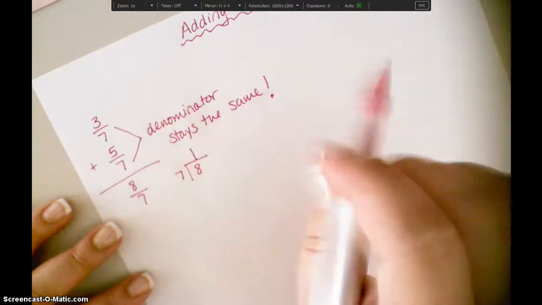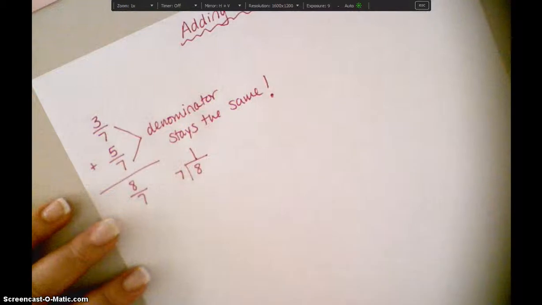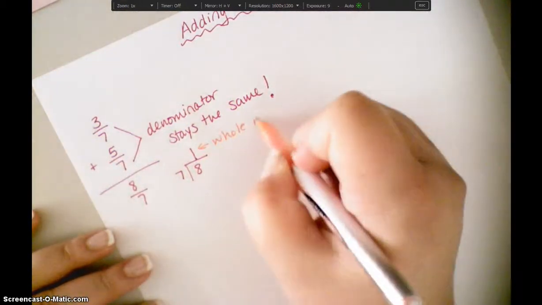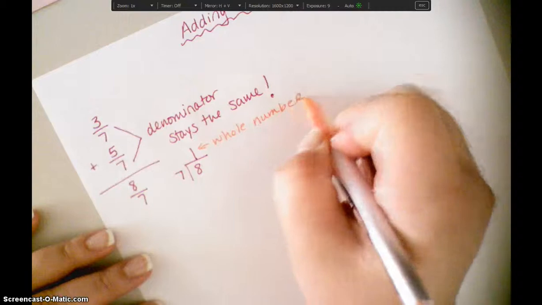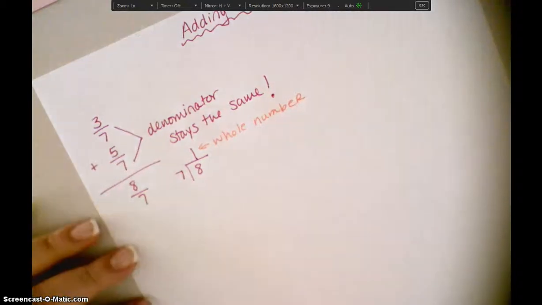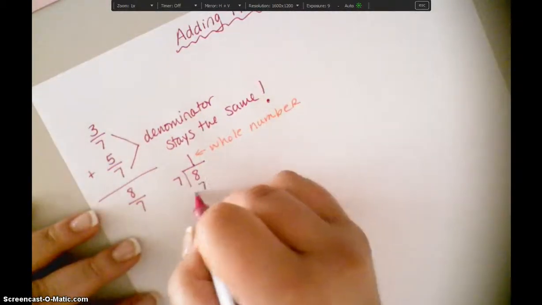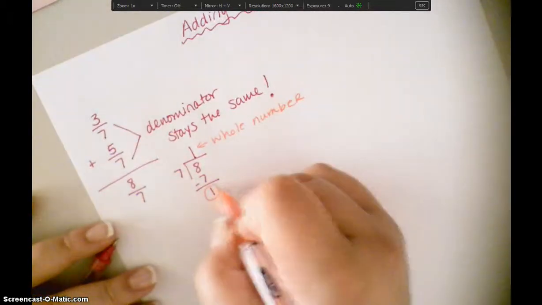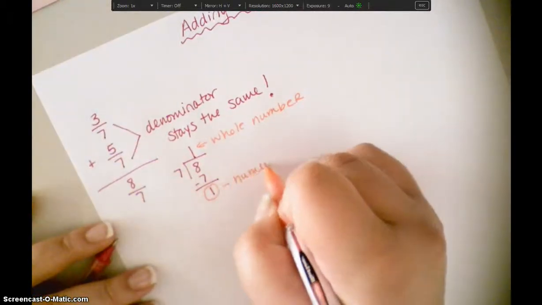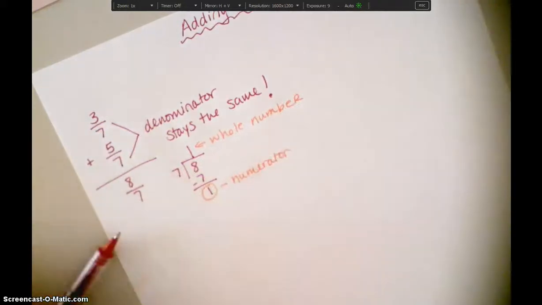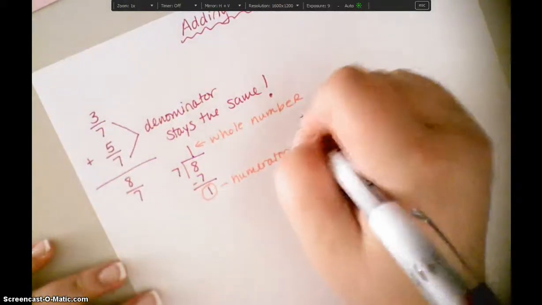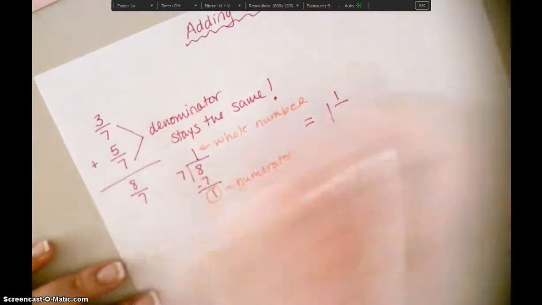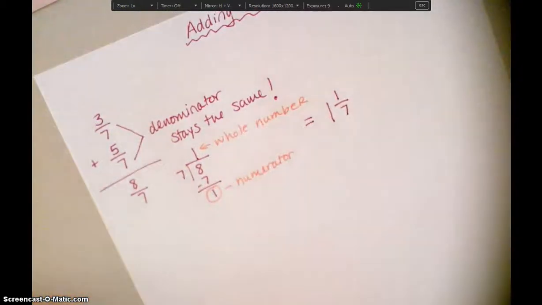This is going to be, let me get another color pen. This is going to be my whole number. And then your remainder is actually going to be your numerator. So 1 times 7 is 7. I have a remainder of 1. So this becomes my numerator. And my denominator stays the same. So my final answer would be 1, my whole number, 1, my numerator, and my denominator doesn't change, it's 7. So 1 and 1/7.